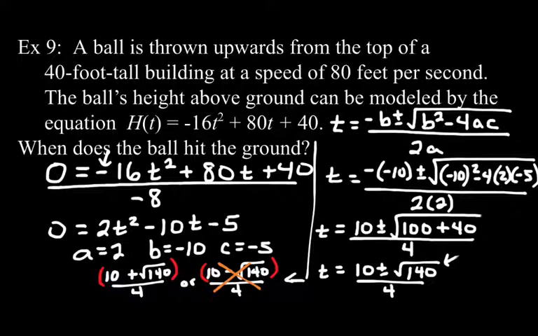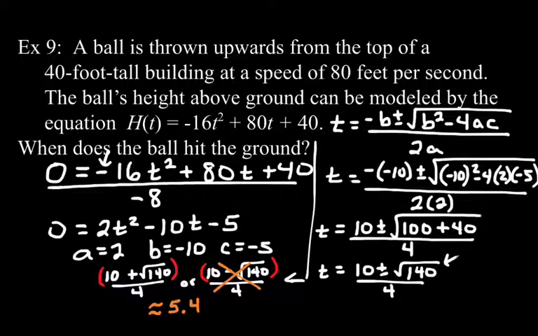Let's see if I can estimate this. The square root of 140 is going to be about 12, so 10 plus 12 would be 22-ish. Divided by 4, it's going to be about 5.5. So around, I don't know, I'm going to guess 5.4. But we're going to see the answer, I think, in just a second here.